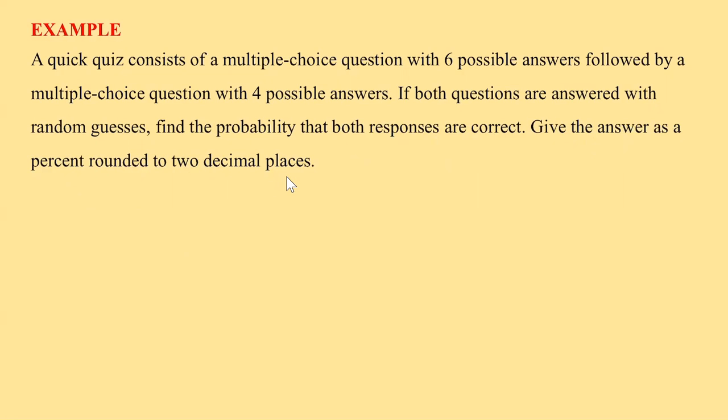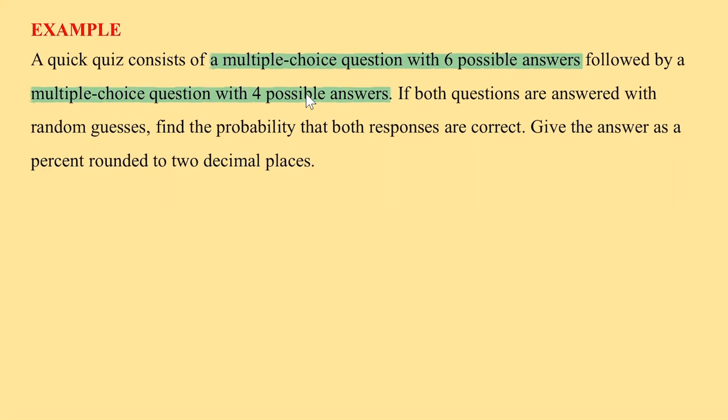So we have two questions here. The first one is a multiple choice question with 6 possible answers. So there are 6 options. So definitely out of 6, only one will be correct. And similarly, the first one is followed by another multiple choice question with 4 possible answers.